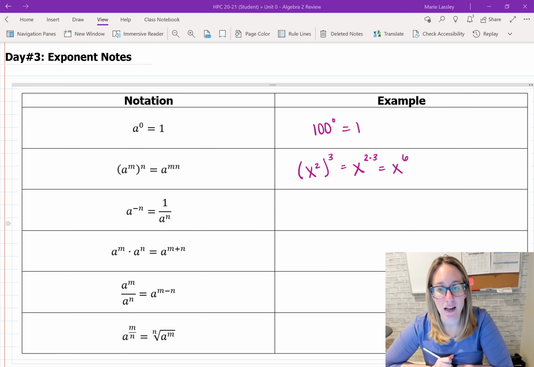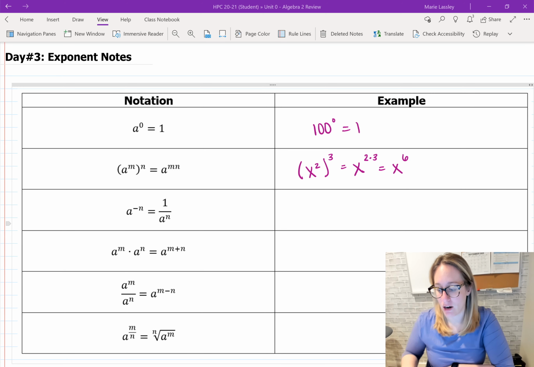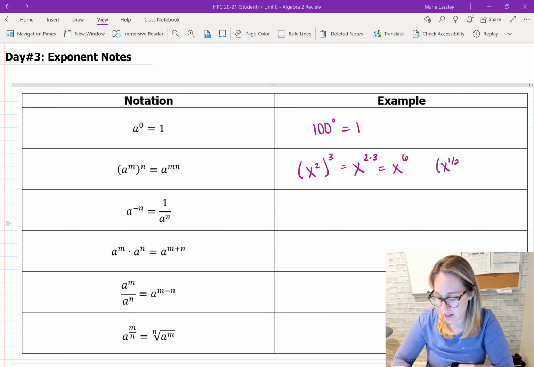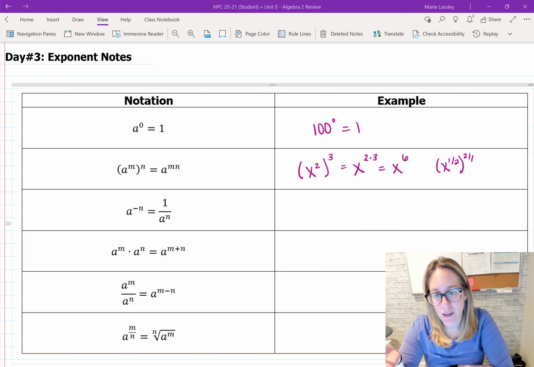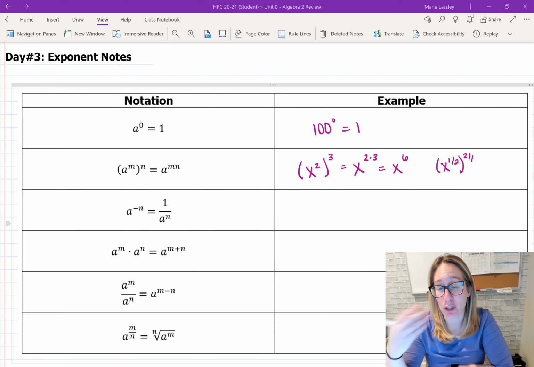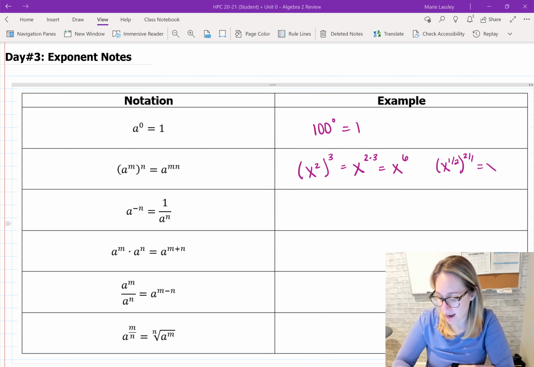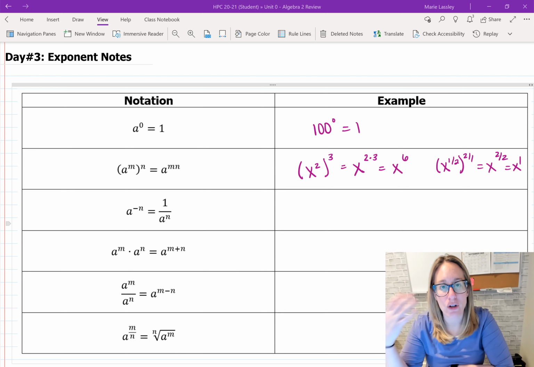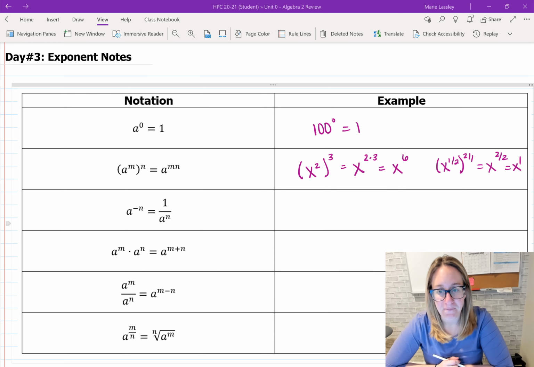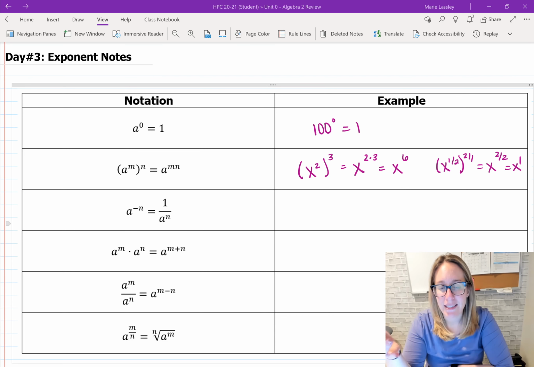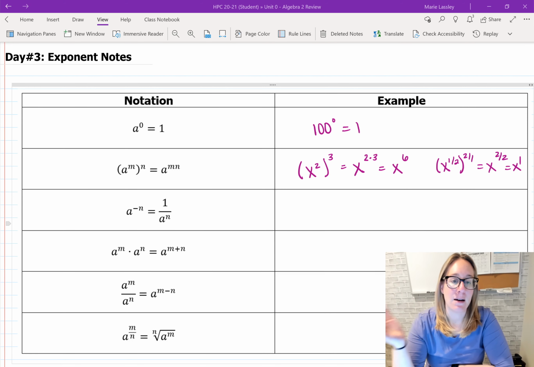All right, so when we were solving in our last video, we had things like this, right? We had like x to the 1/2 to the power of 2 over 1. And the reason why we're allowed to say, well, that cancels out is because when you multiply 1/2 times 2 over 1, you get x to the power of 2 over 2, which is x to the power of 1. So you end up with just x. All right, so that's a really important property. Just remember, if you're raising a power to a power, you multiply. All right, so that's that property.